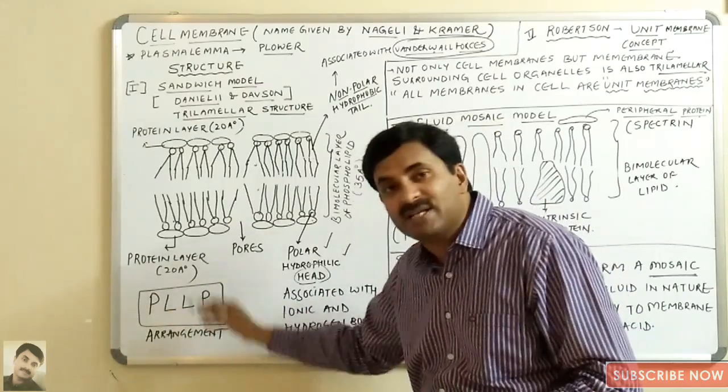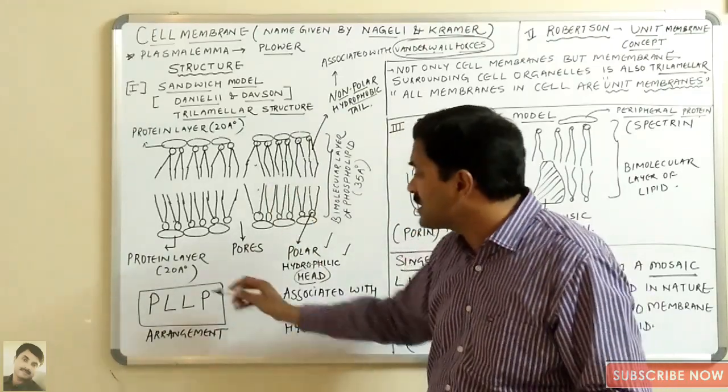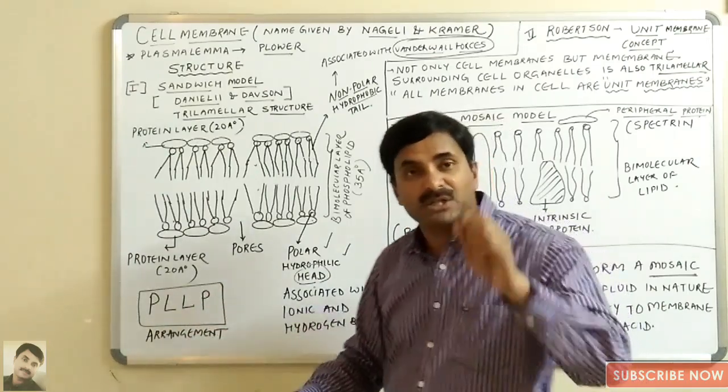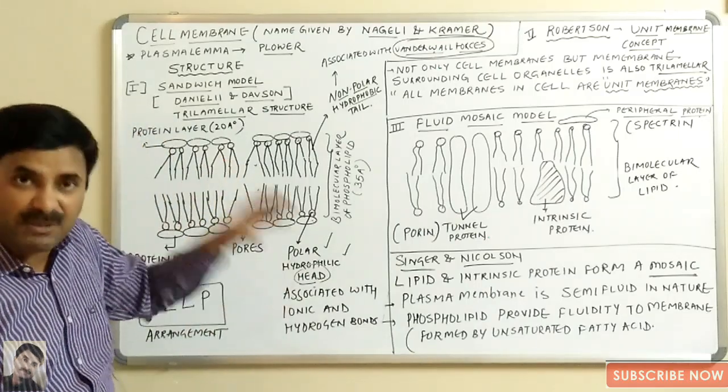This entire structure, the trilamellar structure, can also be represented as a PLLP arrangement, meaning two protein layers on either side, and sandwiched in between them is the bimolecular layer of phospholipid. But nowadays this sandwich model is not accepted.